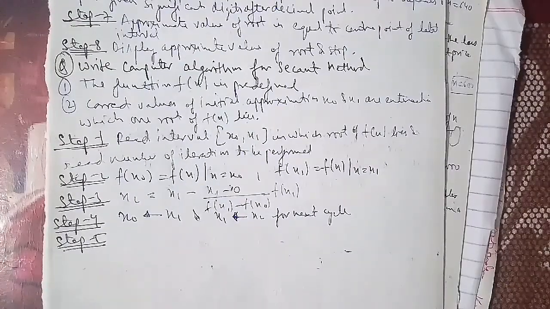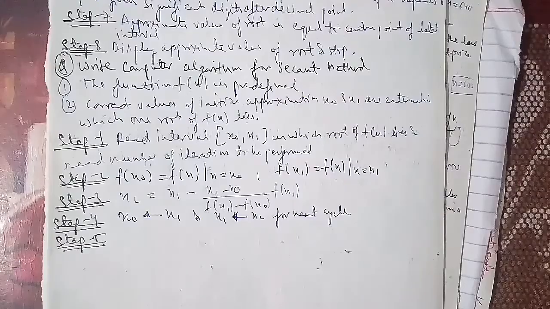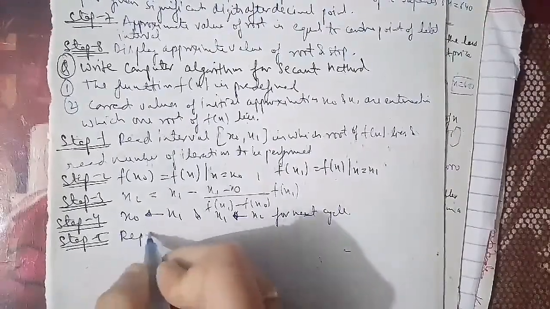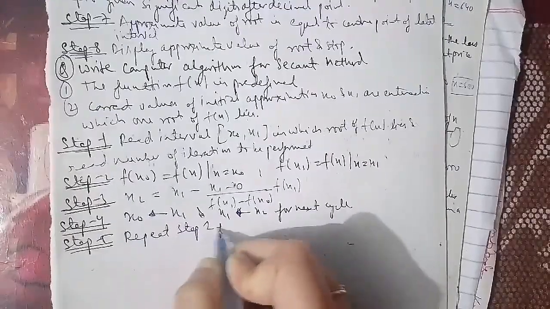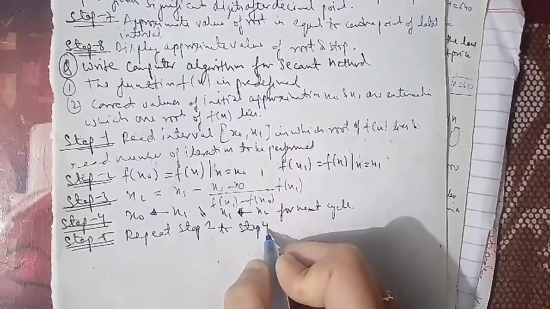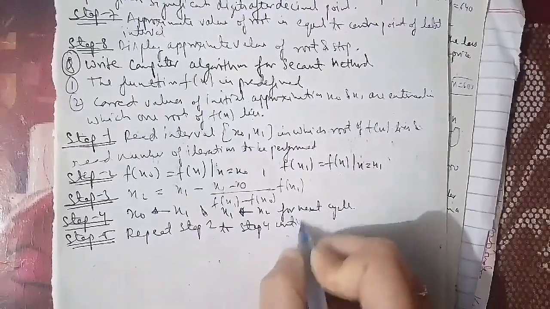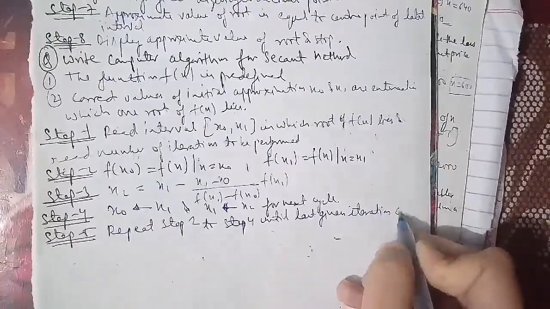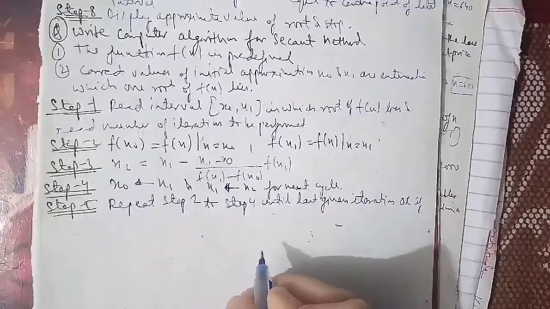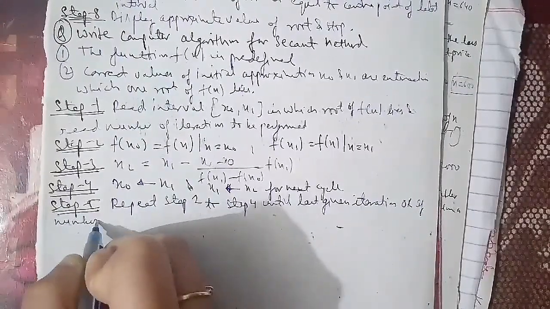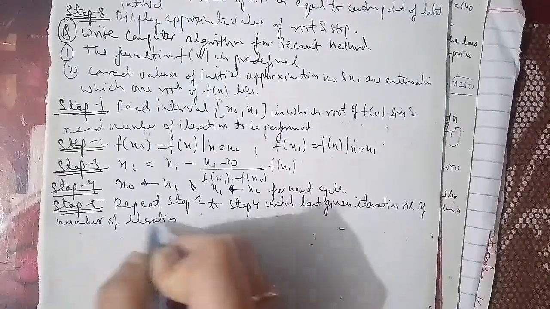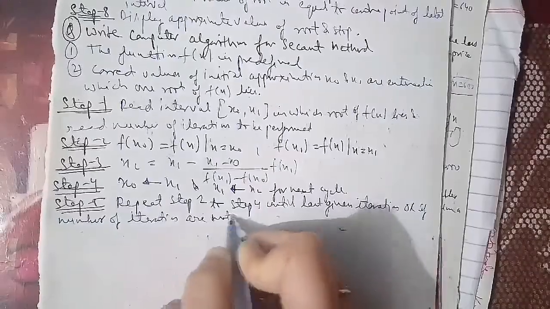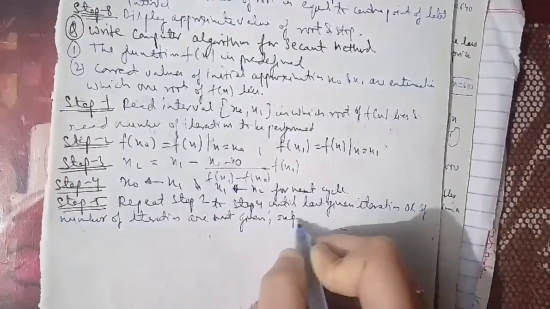Repeat until the last given iterations, or if the number of iterations are not given, repeat step 2 to step 4 until x2 repeats up to the given number of significant digits after the decimal point.